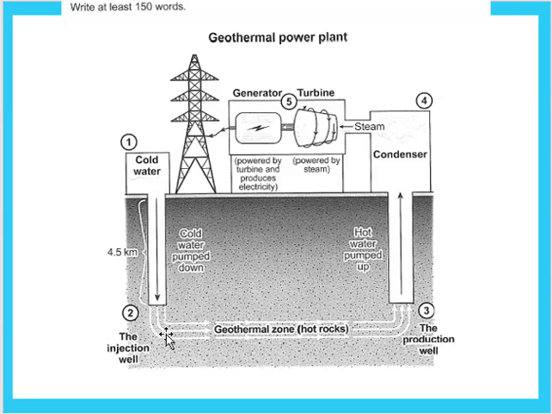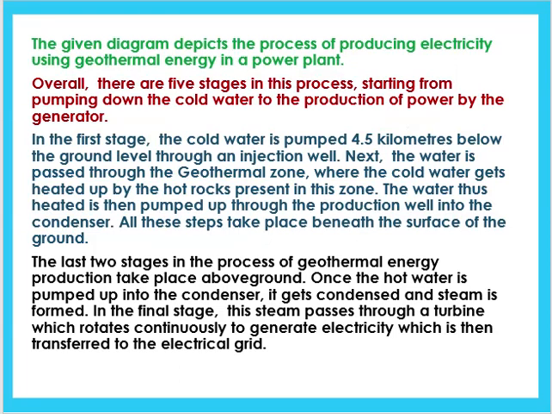Then what is happening? This cold water is now entering into the geothermal zone where hot rocks are present. Now that stage should be represented. Next, now this is a sequencing word. Next, the cold water is passed through the geothermal zone where the cold water gets heated up by the hot rocks present in this zone. That's it. You can use simple vocabulary. Please do not try using a lot of synonyms which are not related to the topic and confuse yourself.